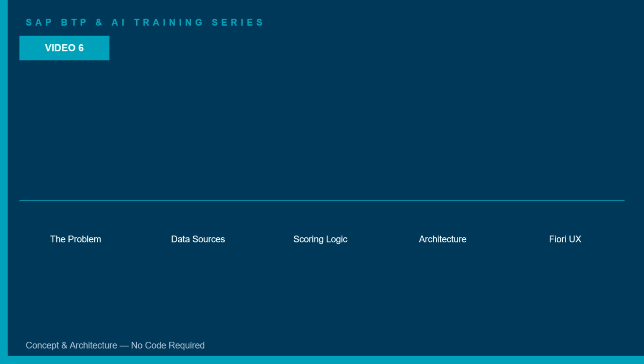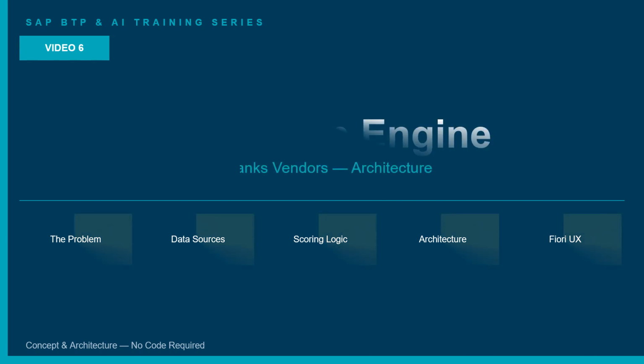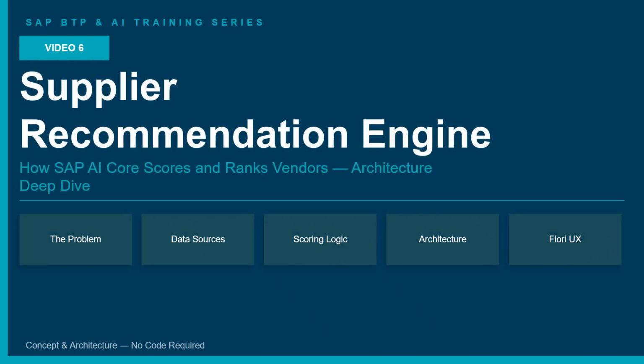22% of POs in a typical procurement operation go to vendors buyers choose out of habit, not out of data. The approved source list has 15 vendors, the buyer knows 3. The other 12 are ignored because there is no fast way to evaluate them at the point of purchase. SAP AI Core solves this.